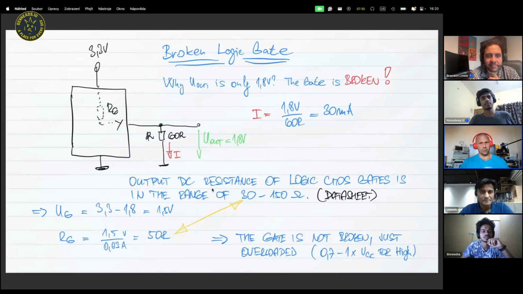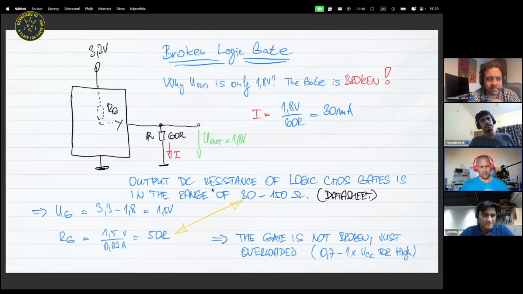It doesn't depend. The power supply voltage is 3.3, and there is a simple Y port, which is the output of the logic gate. We load the output of the logic gate with a resistor with a resistance of 60 ohms, and we measured that the output voltage at the output of the gate is 1.8 volts. What does it mean? Why is the output voltage of the logic gate only 1.8 volts? The gate is broken. We must replace it.